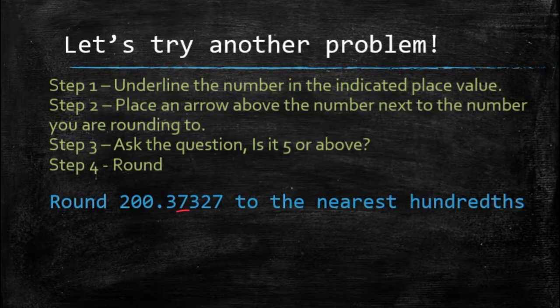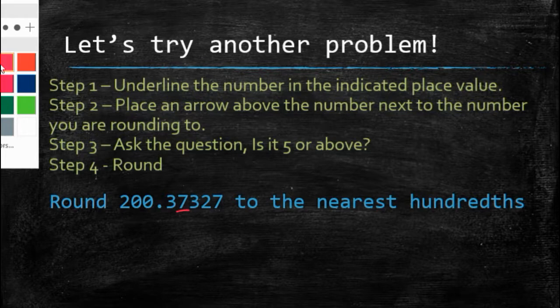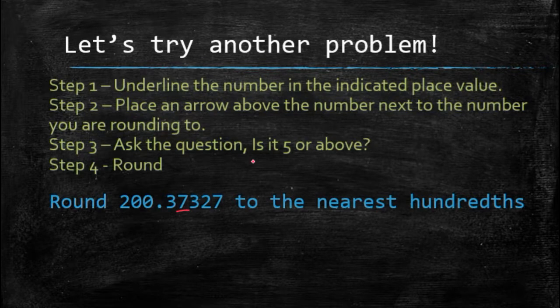All right. So we're going to look at the neighbor. And the neighbor is a 3. So remember, is it 5 or above? No, that means it's 4 or below. Leave it alone, right? So we're going to keep the 200 the same. We're not even on that side of the decimal place. And we are going to keep the 3 the same because we're actually going to the hundredths place, right, which is the 7. We decided that 3 was below 5, so we're going to leave that 7 alone, and we're going to change those other 3 values to a 0.